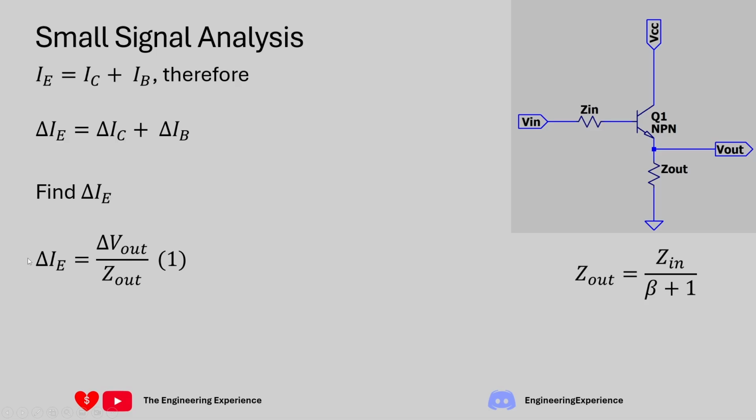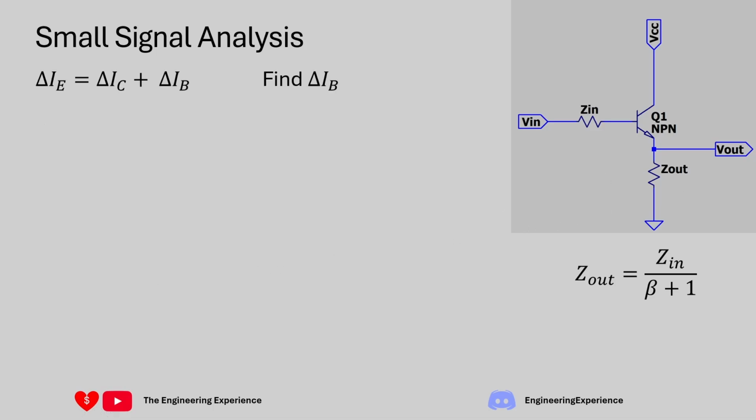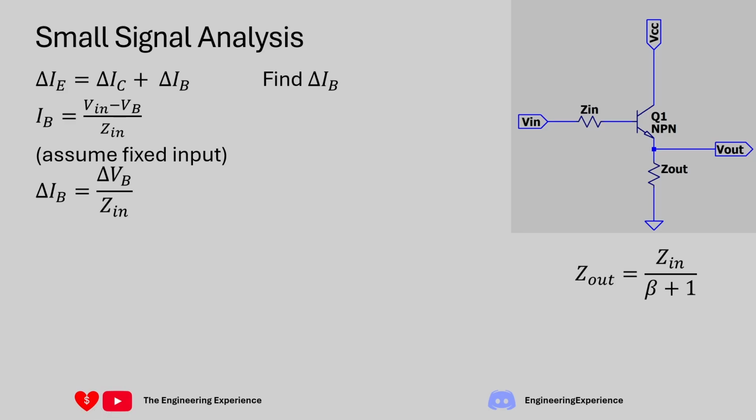Delta IE, or a small change in emitter current, is equal to a small change in the output voltage divided by the fixed value resistor. Now let's figure out delta IB. As we discussed before, IB is equal to Vin minus VB, which is the voltage at the base, divided by the resistor that's over here. Now if we assume a fixed voltage, we basically get rid of our constants because we're looking at deltas.